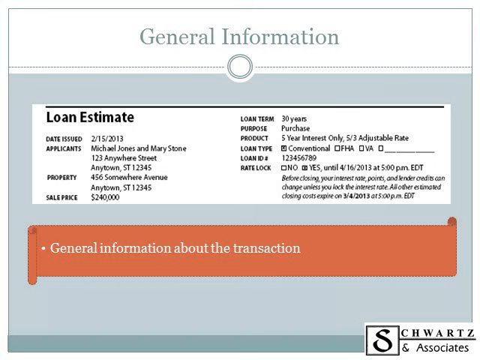Here we are at the very top of page 1 of our loan estimate. You'll see that we have general information, the applicant's name and current address, the proposed property address, our sales price, loan term, the purpose of the loan, the product, the loan type, a loan ID number, and again rate lock information.